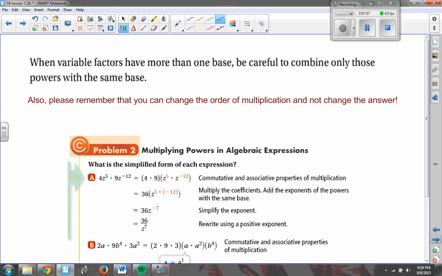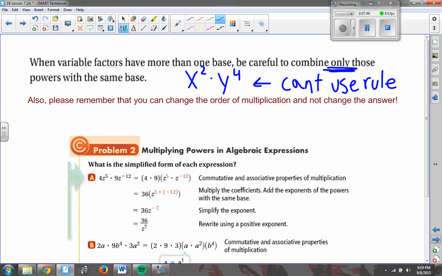When variable factors have more than one base, this is a very, very important point. We need to be careful to combine only those powers with the same base. What that means is, if I have x to the 2nd times y to the 4th, I cannot use my rule for that. Can't use the rule. And it should be obvious why not, because this is an x and this is a y, and those are not the same base.